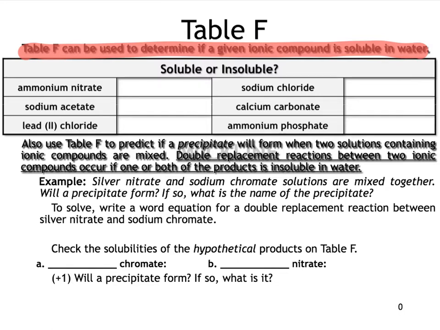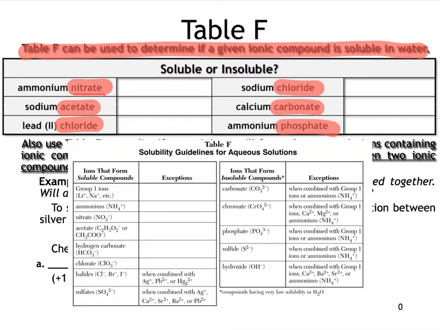And the way you use table F is actually by looking at the negative ion first. The negative ion is the second listed element in a compound's name, so I'm highlighting them here. So the first thing you look for on table F, in the example of the first one anyway, is nitrate. So I'm on table F, and I'm looking for nitrate, and I see it right here. It's under the list that's generally referred to as soluble.